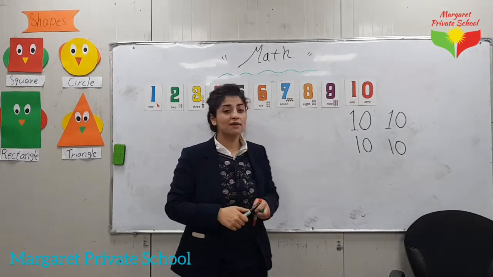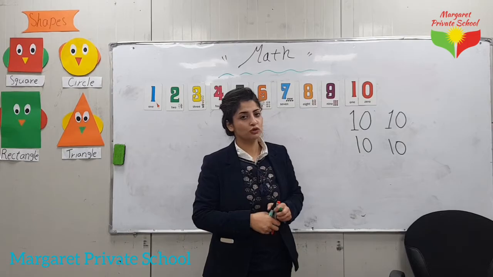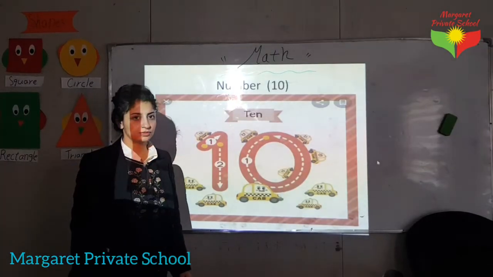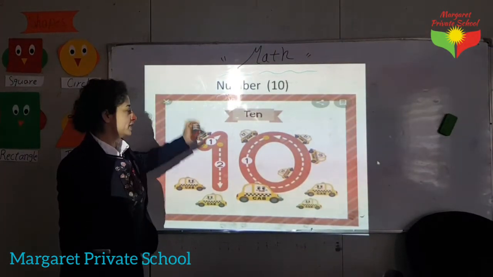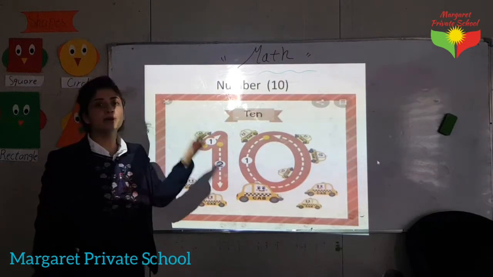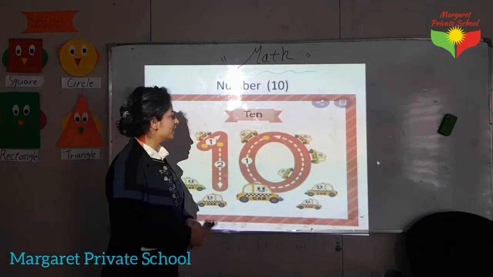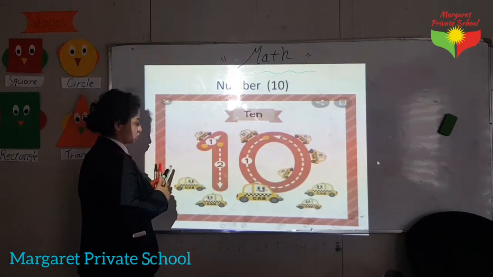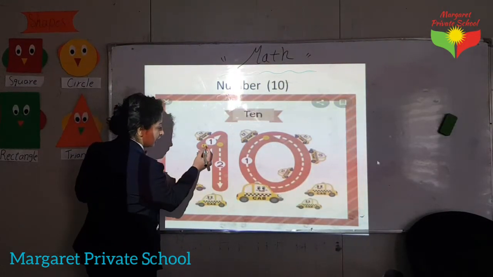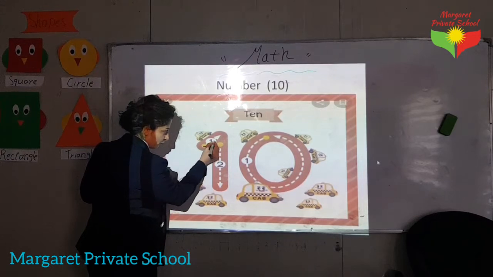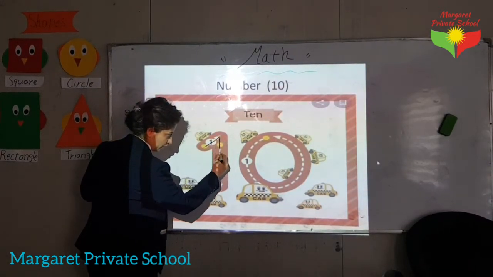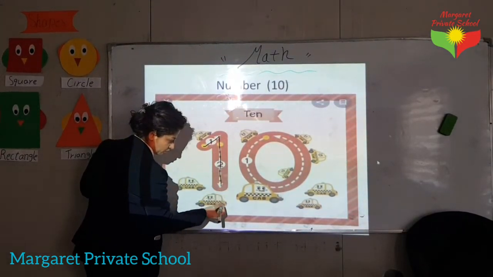Now we have some pictures. We're going to see some pictures. Okay, now in this picture we have number 10. How do we write number 10? We write it this way. Let's start from here and finish it from here.